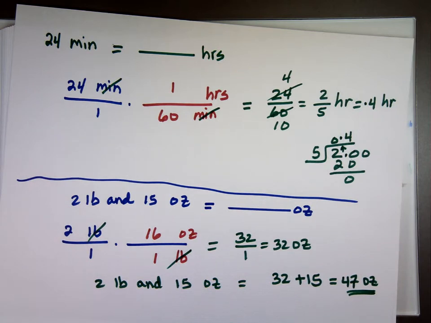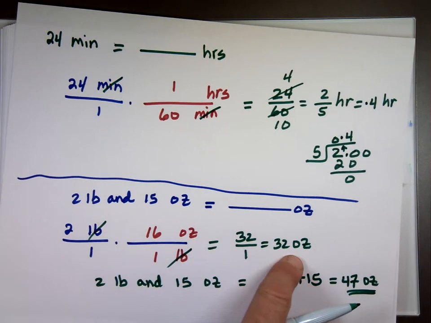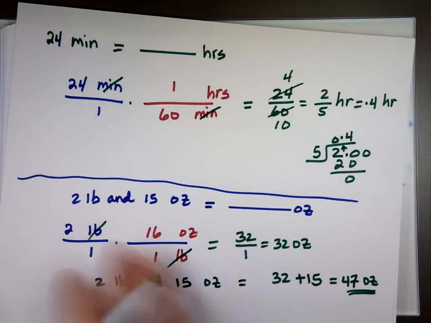So this number is only the 2 pounds. I get more than 2 pounds. 15 ounces more than the 2 pounds. So I get 47 ounces.